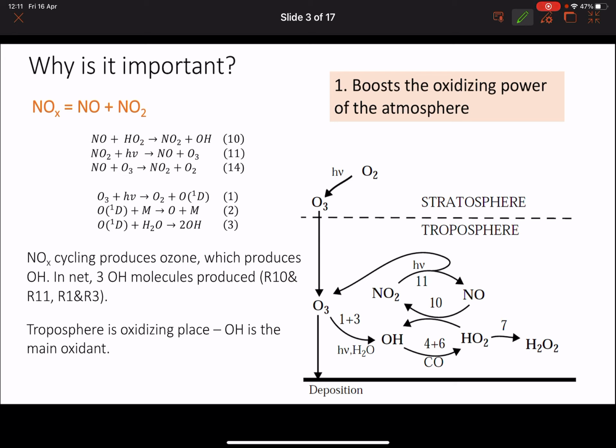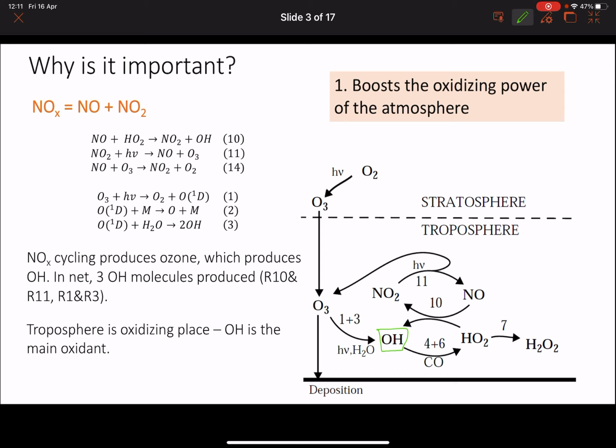So why is NOx important? There's three main reasons. The first is that NOx is responsible for boosting the oxidizing power of the atmosphere. So the atmosphere is a very oxidizing place. And the main oxidant that oxidizes pretty much all of the gases in the atmosphere, and as a result is a main control on the chemical composition of the atmosphere, is the OH radical. You can see it down here in this place.